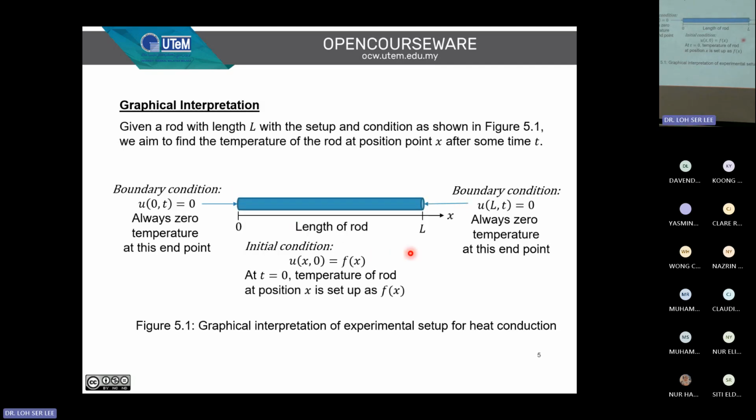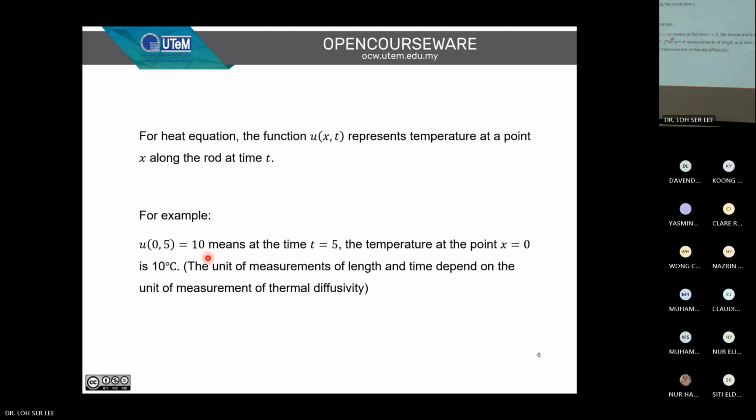This is a graphical illustration. Boundary conditions will be given, and the initial condition will be given. Then we will find U(x,t). For example, this one, U(0,5), where this is X and this is T. U(0,5) means at time T equals 5, at the rod point 0, the temperature is 10. That means at the initial point of the rod, the temperature is 10.